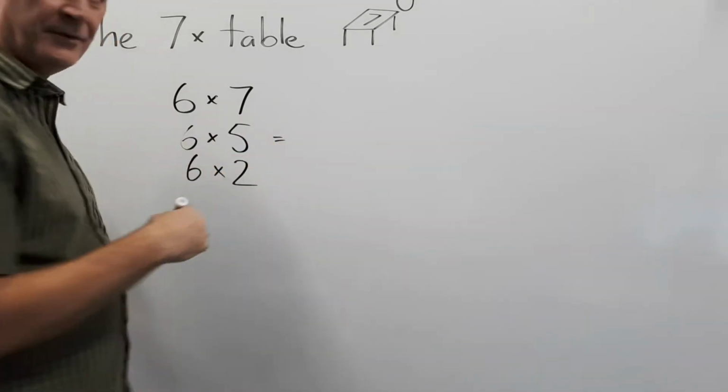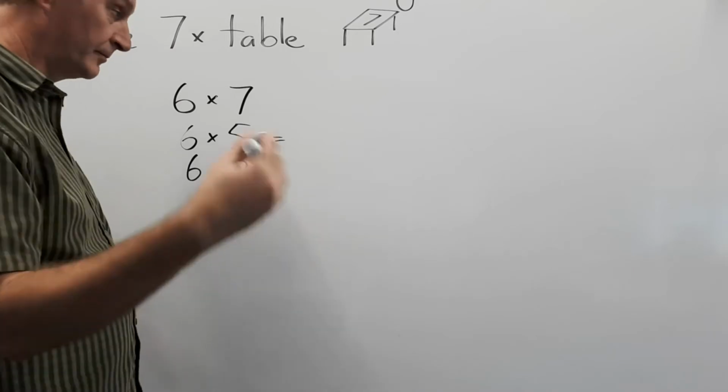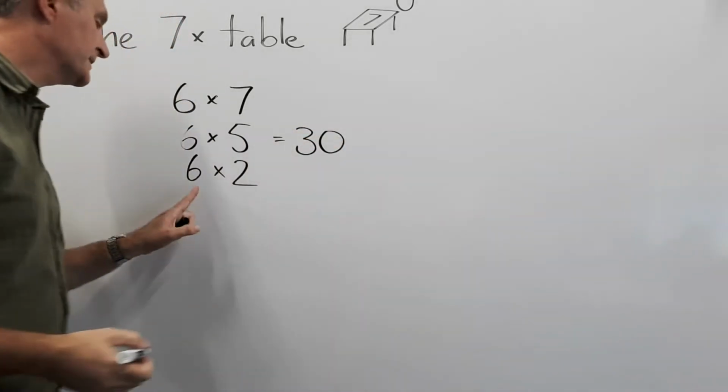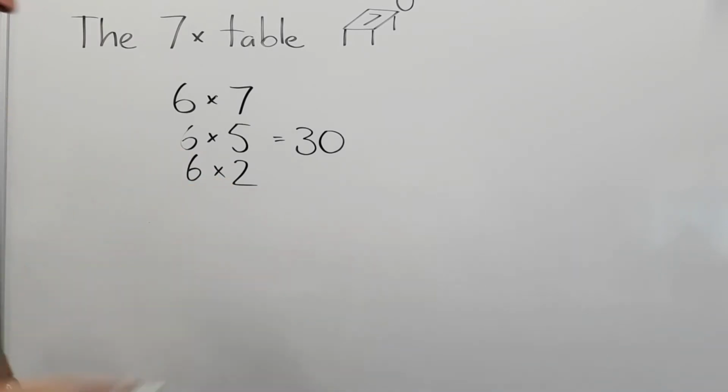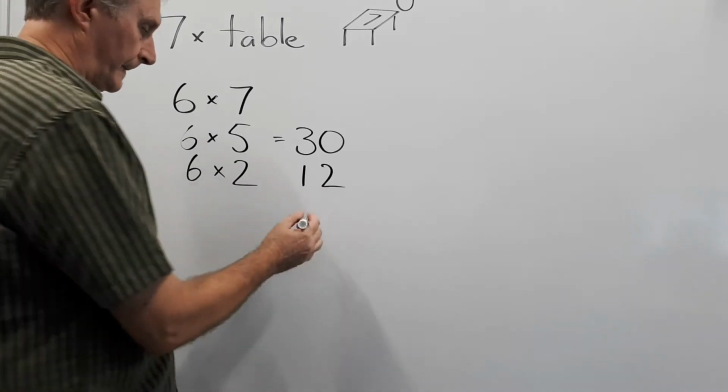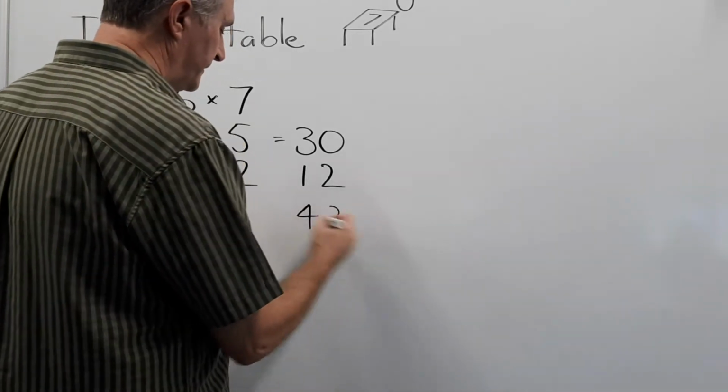So 6 times 5 is 30. 6 times 2 is 12. Wow. And that's an easy addition to get those together. Yep, already got it. The answer is 42, right?